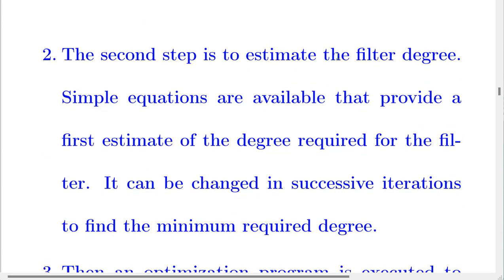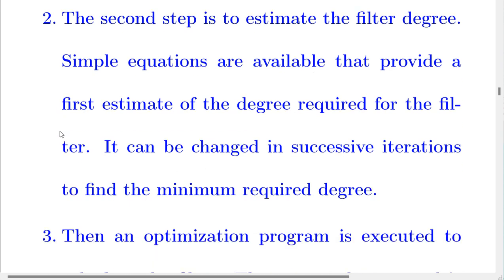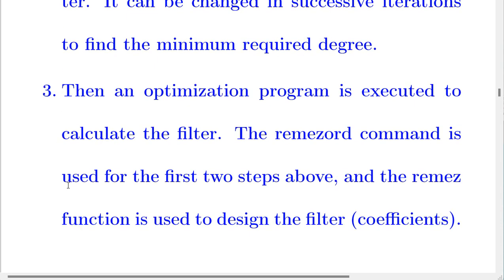The second step is to estimate the filter degree. Simple equations are available that provide a first estimate of the degree required for the filter. It can be changed in successive iterations to find the minimum required degree. Then, an optimization program is executed to calculate the filter.